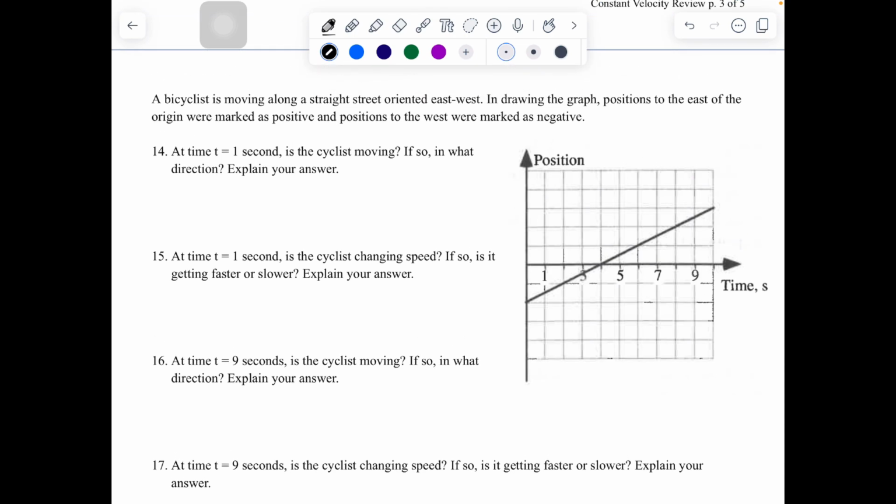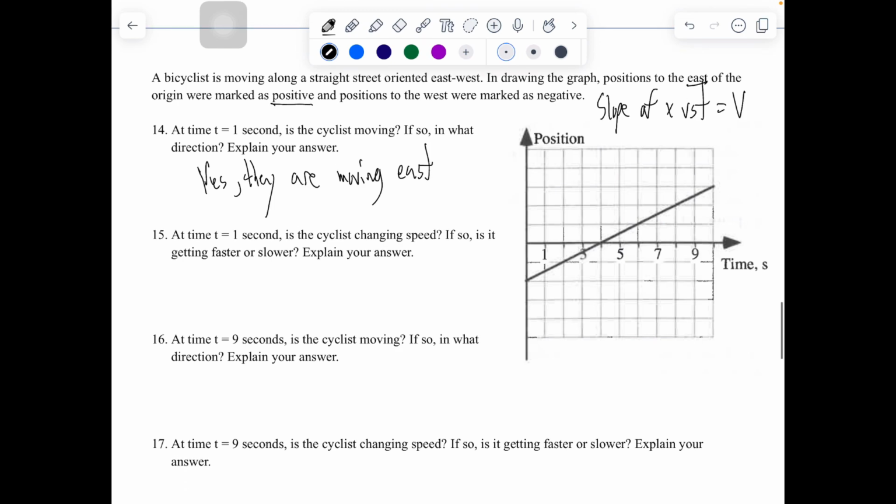Well, at a time of 1 second in, we can look on their position time graph and we see there is some positive slope. The slope of a position time graph is the velocity. So they have this positive slope, they have this positive velocity. Yes, they're moving east, because we know east is marked positive. They're moving in the positive direction with this positive slope, they're moving east.